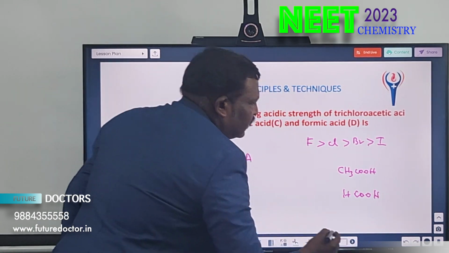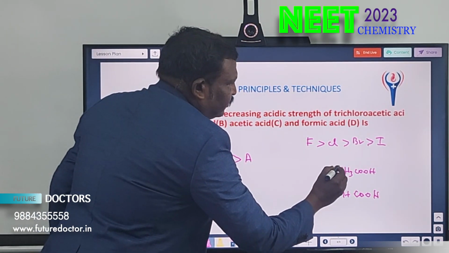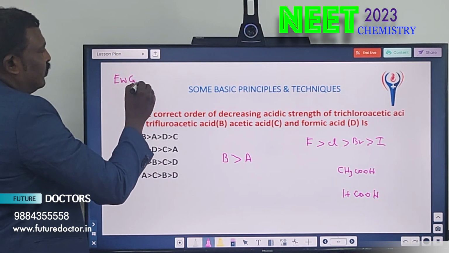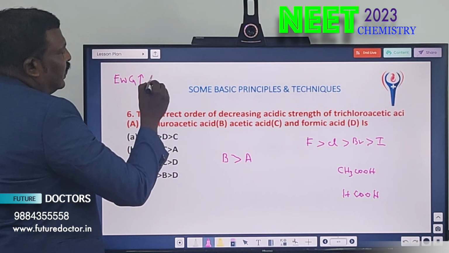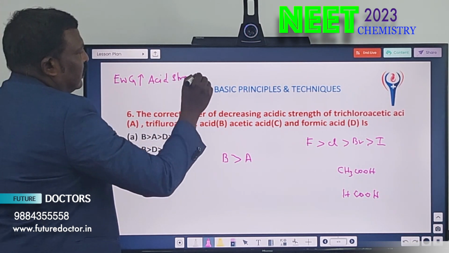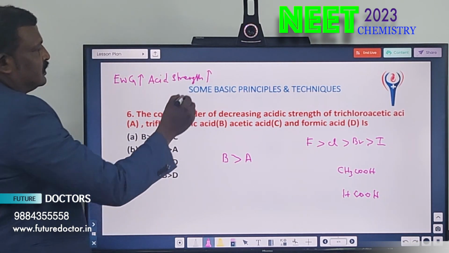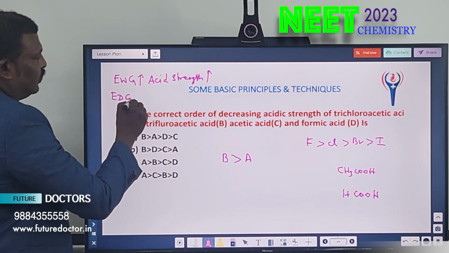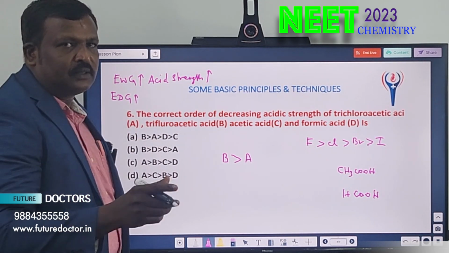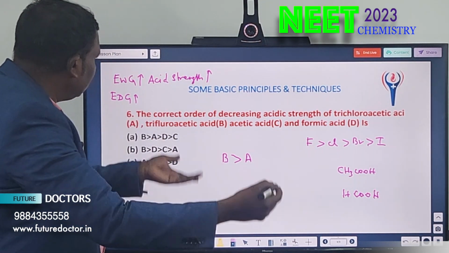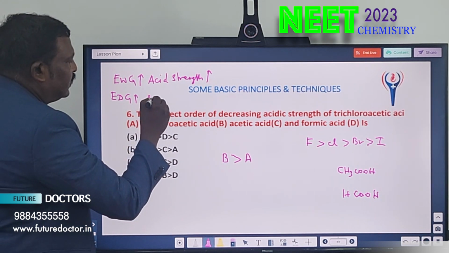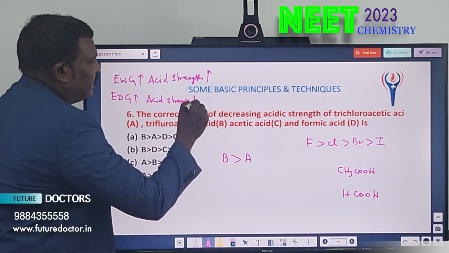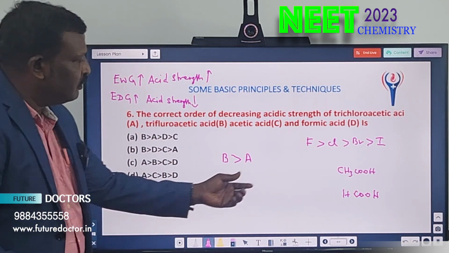HCOOH is the formula. Okay, so I told you, if the electron withdrawing group increases, acid strength also increases, isn't it? If the electron donating group increases, acid strength decreases. Methyl and ethyl are all electron donating groups. Just remember, this you must know. So here methyl is what?